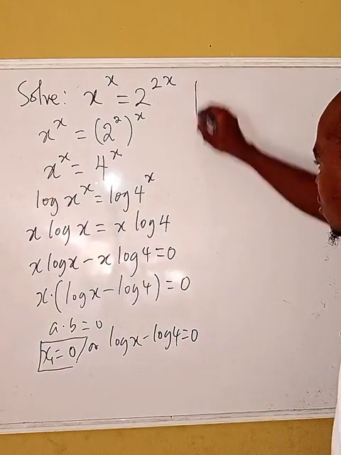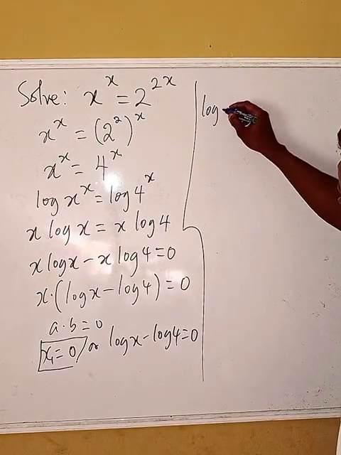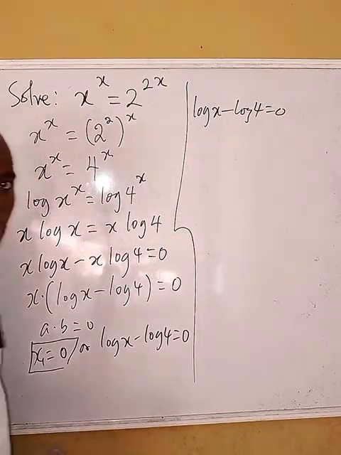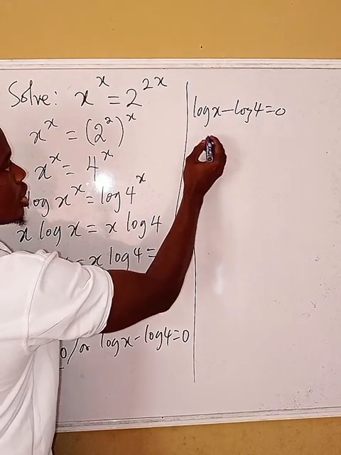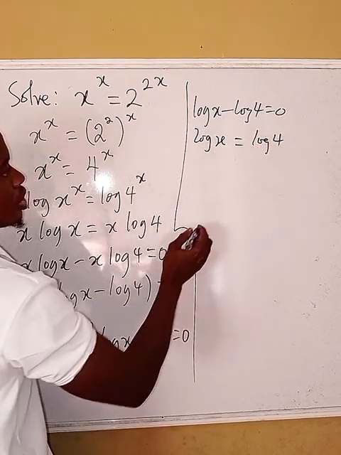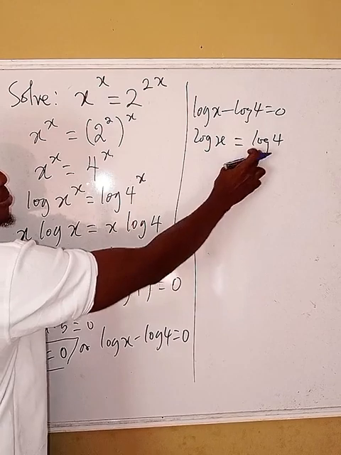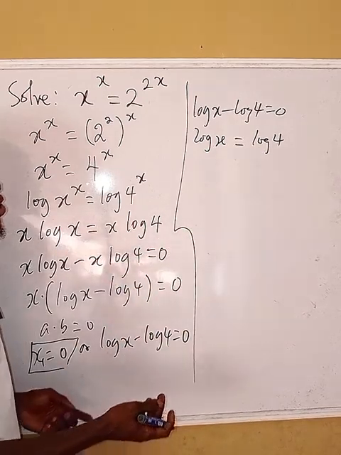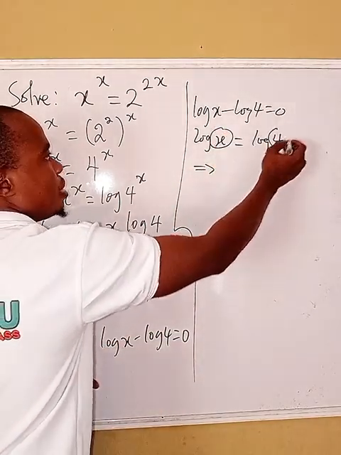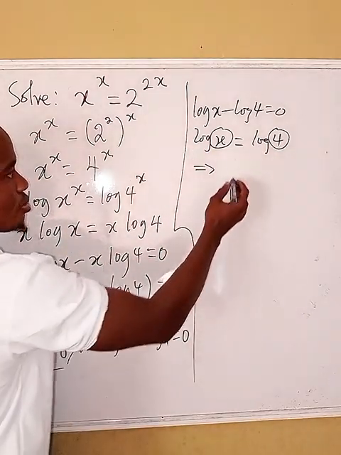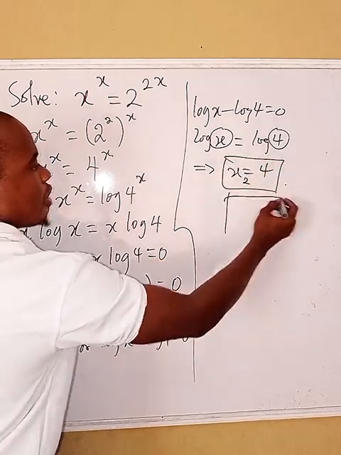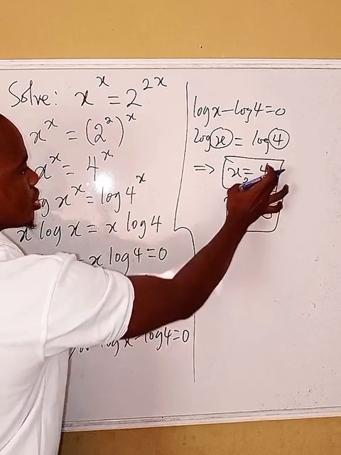So now the second one is this: log x minus log 4 equals 0. So this is going to be log x equals, you send this to this side, log 4. Now look at this, logs with the same bases. The bases are the same, so therefore the arguments will be the same. So we have x equals 4. So this is x2, x equals 4. We have x1 to be 0. Can you see?